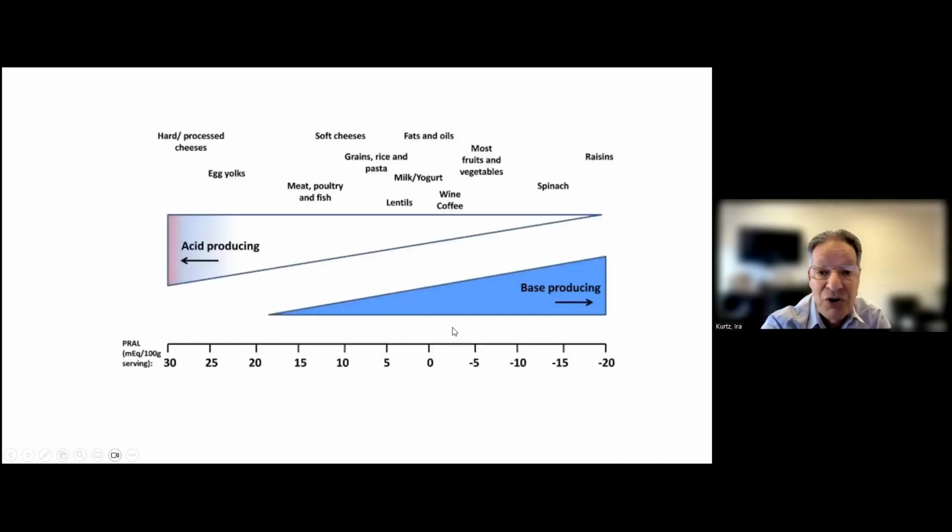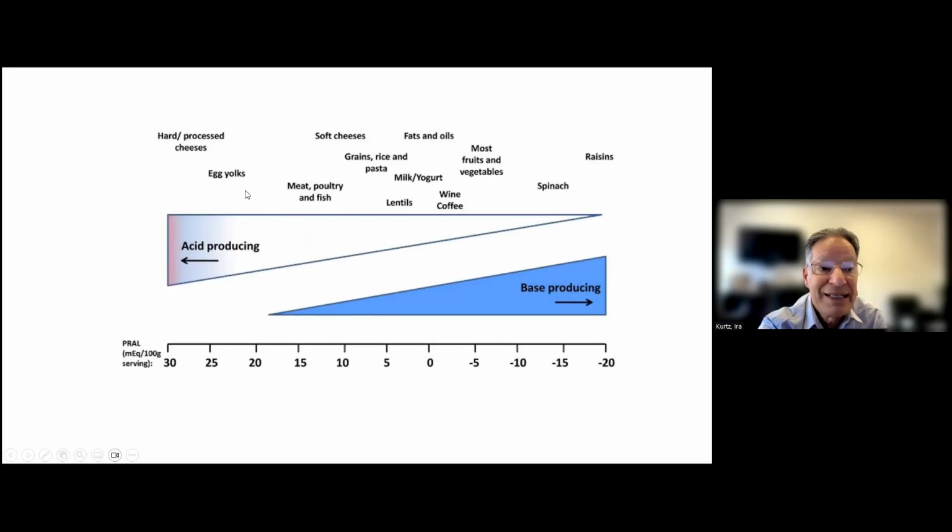The acid load is not a fixed number. It depends what you eat. And people over the years have categorized food into whether they make acids or bases. If you eat these substances on the right, you're actually going to tend to generate bicarbonate. You don't have to worry about this. You just pee out the extra bicarbonate. But if you eat processed cheese, egg yolk, meat, poultry, and fish, soft cheeses, these kind of things, those are very acid producing. And it comes down to what amino acids net are in the food.